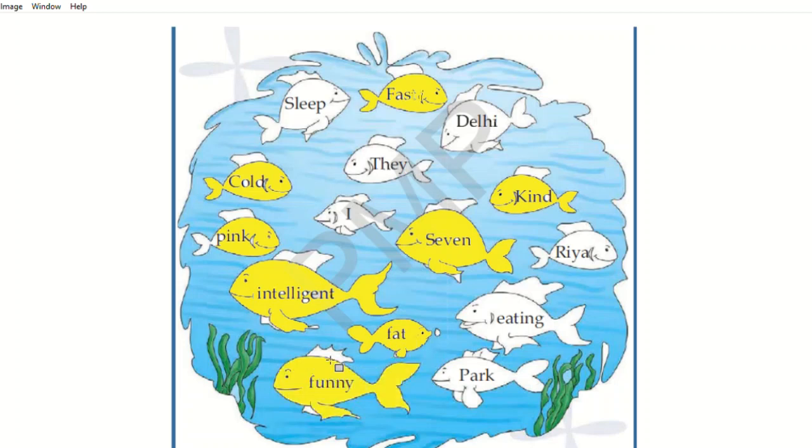Children, here we have colored the fishes on which describing words were written. With this, we have completed our unit on describing words from your English grammar book.